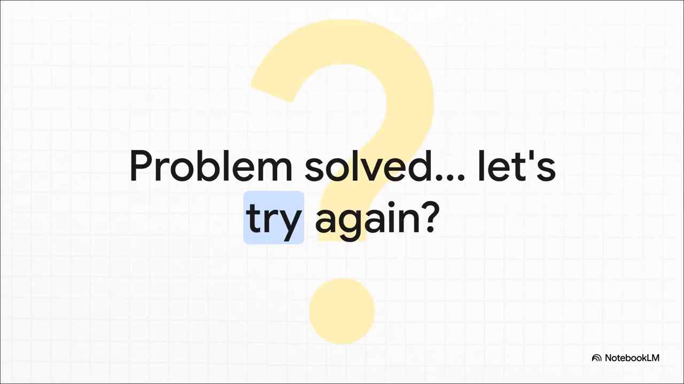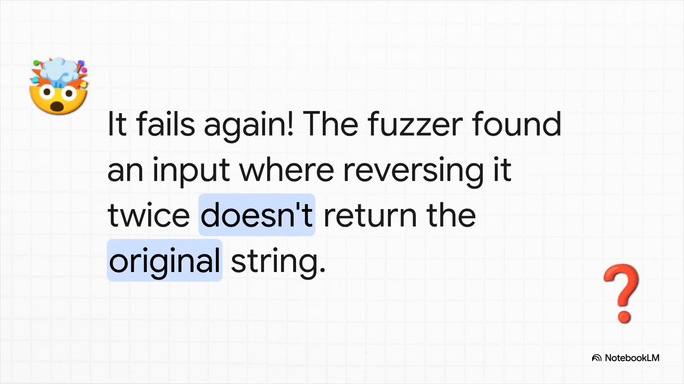Okay. We're using runes now. Our logic is character aware. We fixed the bug, so the coast should be clear. Let's run that fuzzer again, just to be sure. Are you kidding me? It failed again. And this time it's a totally different, much sneakier error.